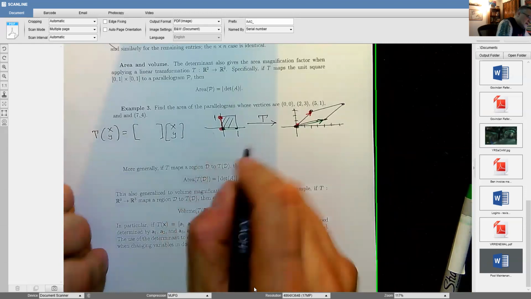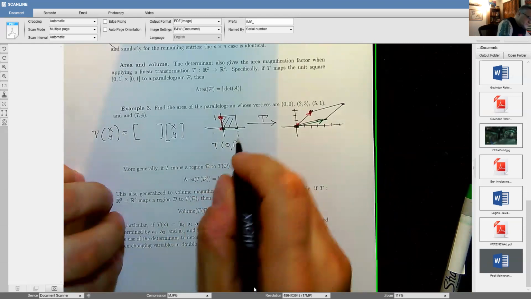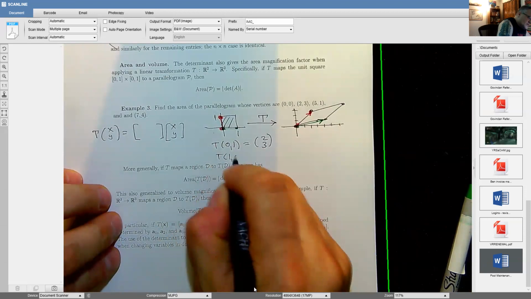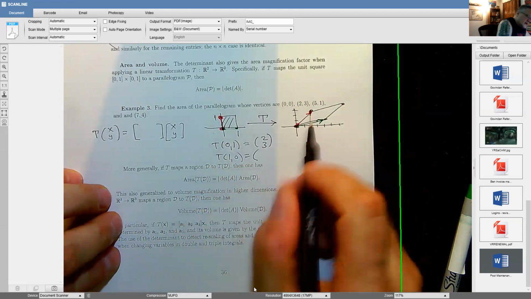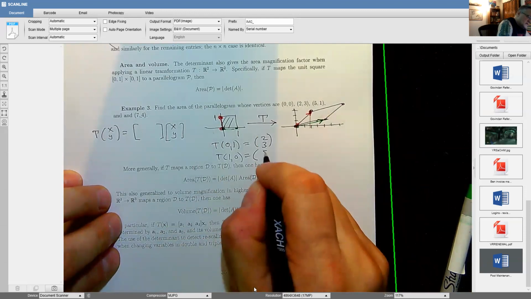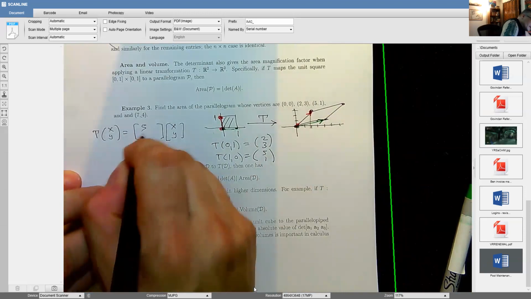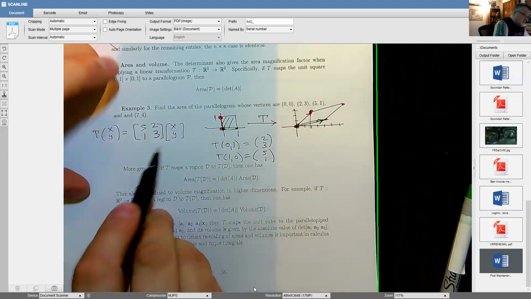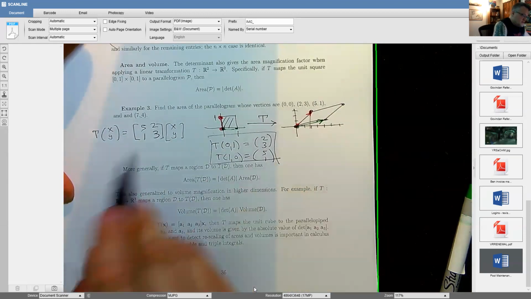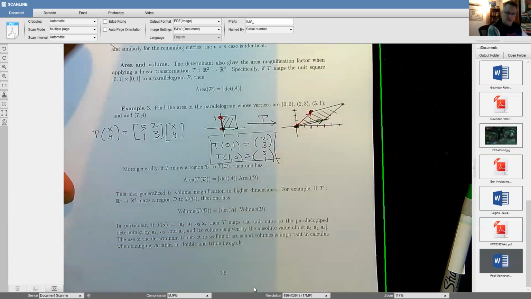And so let's do this. We want T of (0, 1) to be the vector (2, 3). And I want T of (1, 0) to be (5, 1), because that's here. You can write these in either order. I'm going to write it as the matrix with columns (5, 1) and (2, 3). But notice that if I use that transformation, that will take the unit square to that parallelogram.